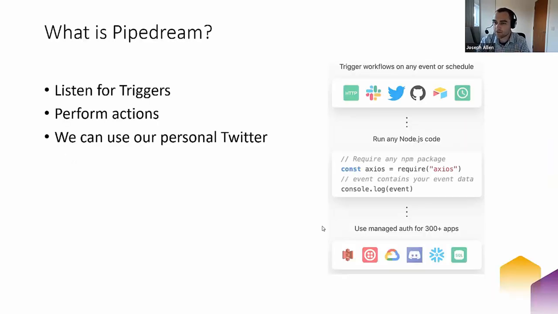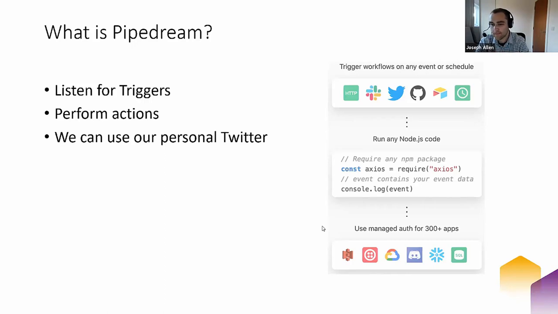Pipedream is a tool for automating workflows. You can integrate with hundreds of common apps such as Slack, Twitter, and Google Drive. What we do with Pipedream is listen for triggers, such as a new message being sent in a channel on Teams, or an event being added to my Google Calendar. After these triggers, we can perform a series of actions, such as sending an email or storing a form response in a spreadsheet.